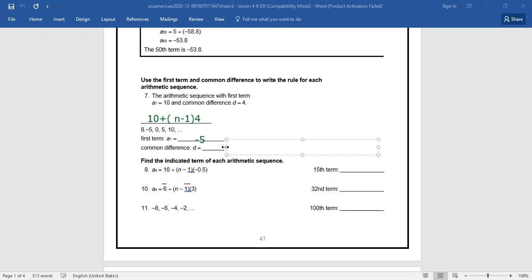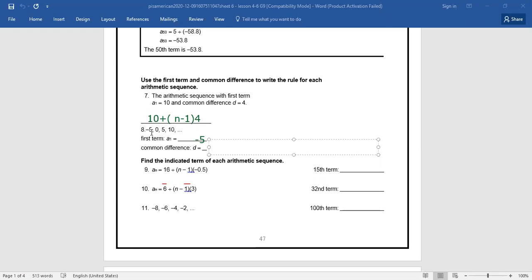Five. How did you find it? I added. You added. Or you can say that you subtract. The first term was negative 5, and the second term was 0. Then it will be 0 minus negative 5. It will equal 5. Did you understand me? I want to check something with you.